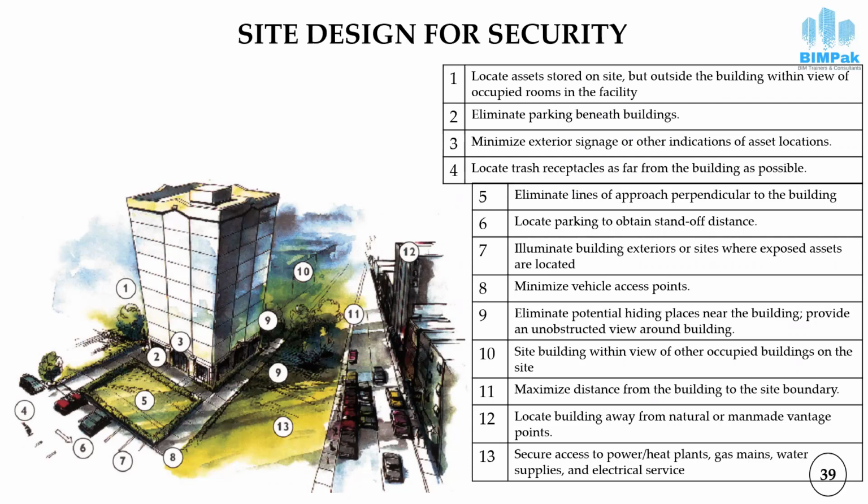Here we can see that this whole picture has been divided into 13 sections. This is section number 1, which is to locate the asset store on site, but outside the building. If you have some asset that has to be stored outside the building, it should be in the surveillance of this building.